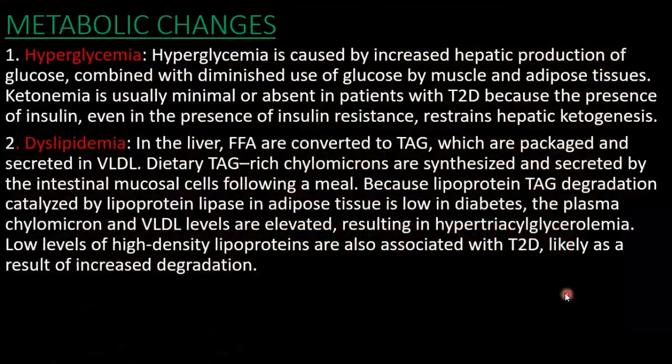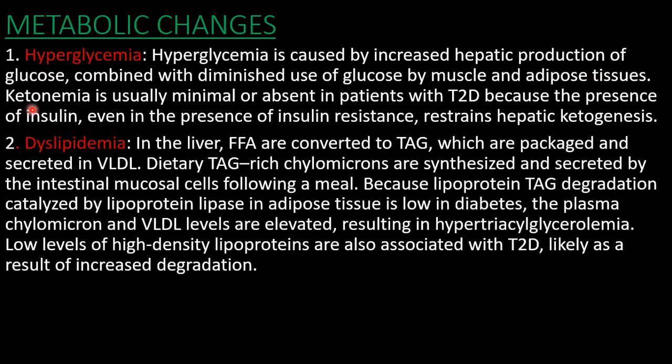Now, what are the metabolic changes? Hyperglycemia is caused by increased hepatic production of glucose by gluconeogenesis, with decreased glucose uptake by the muscles and adipose tissue. So the net effect is that the blood glucose level will be increased.